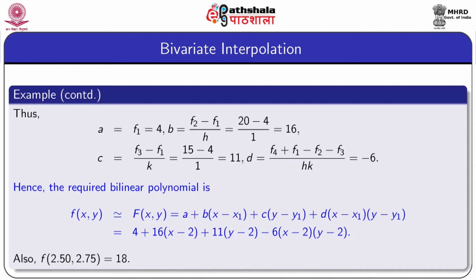Also, small f of 2.50 comma 2.75 equal to 18 by substituting the values of x equal to 2.50 and y equal to 2.75 to the above expression, and this is the final approximate value of f at the given points 2.50 and 2.75. So, we have discussed 2 local matching methods. One is called the triangular interpolation method, other is called the rectangular or bilinear interpolation method.